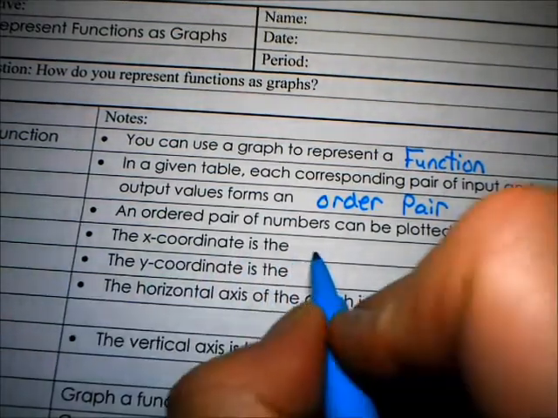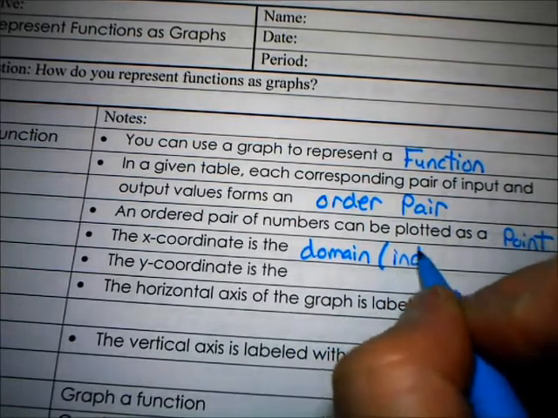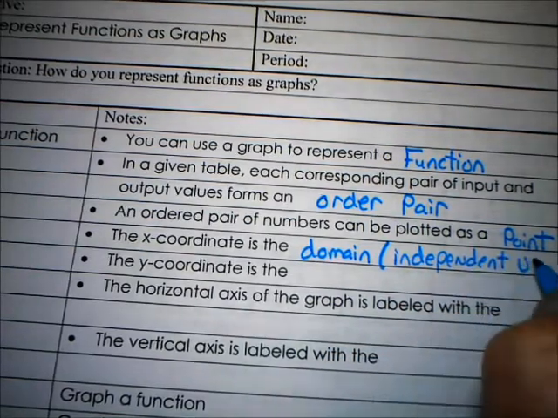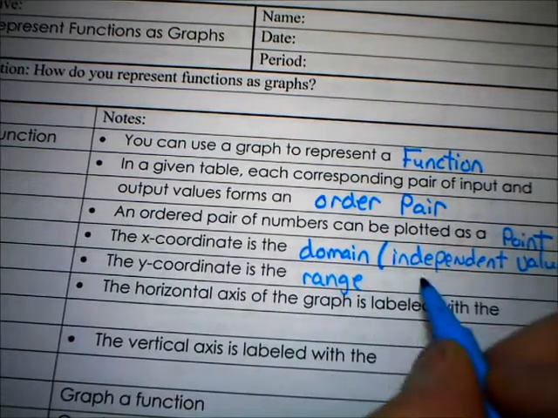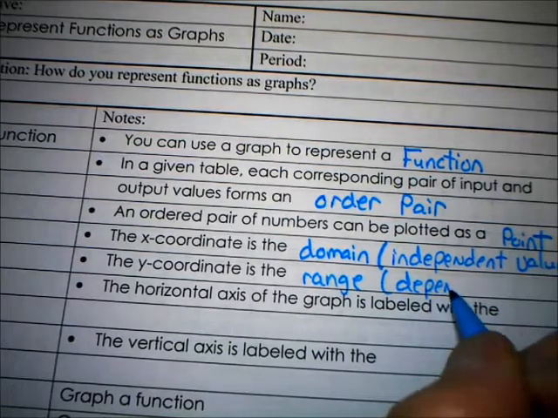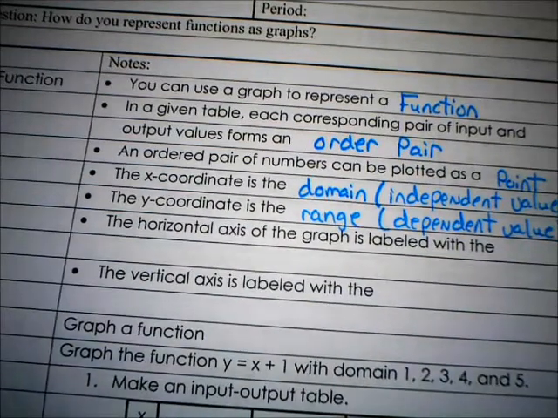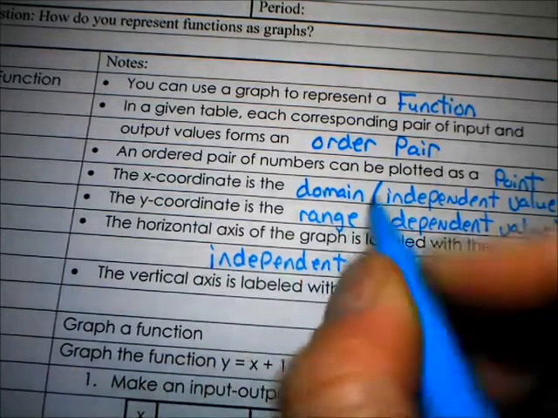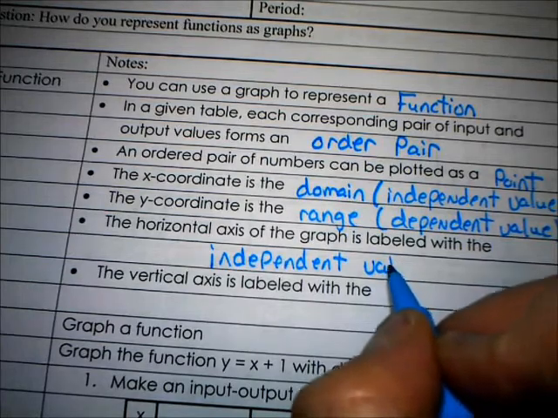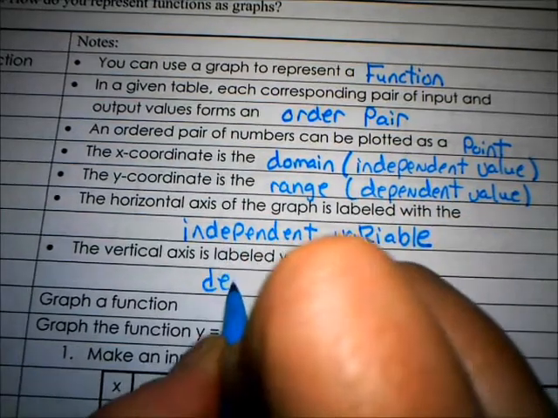And then the x-coordinate is going to be the domain, which is our independent value. Then the y-coordinate, which is opposite of domain, is the word range. And the opposite of independent is dependent. The horizontal axis of your graph is labeled with the independent variable, then the vertical axis will be labeled with the other one, which is the dependent variable.